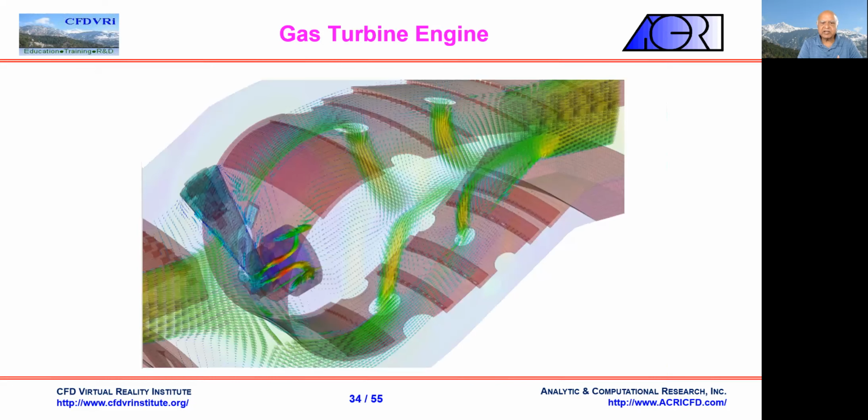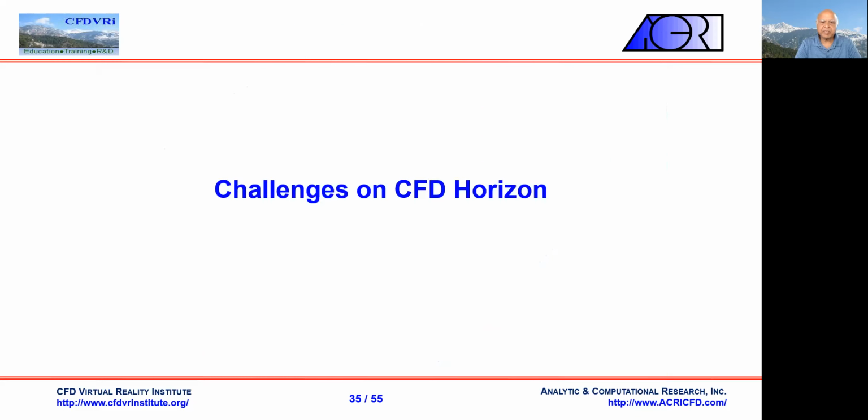This gas turbine engine is one of the most complex engineering equipment there is. And no turbine is designed today without doing extensive CFD. Actually, the mode today is that no metal is cut till a CFD solution has been obtained. And of course, once the metal is cut, you still have to test it in real life. So let me move to the future.